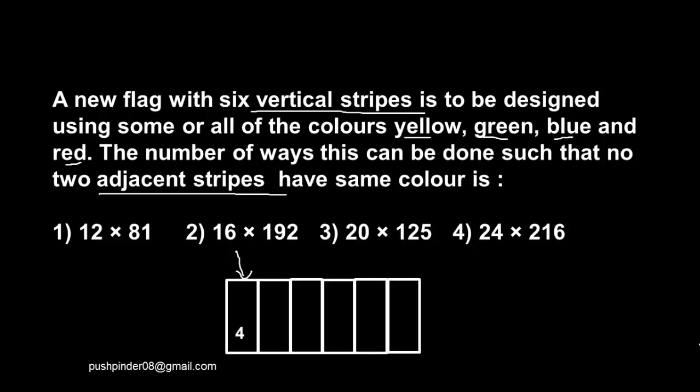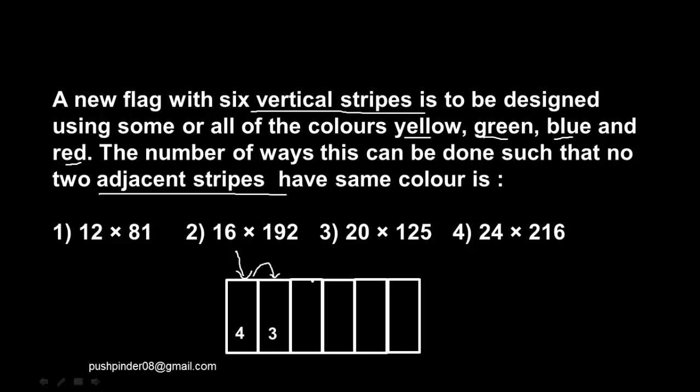Now we have to meet the condition, and the condition is that no two adjacent stripes should have the same color. Now if one color has been given to this stripe, that means this stripe cannot have the color which was given to the previous stripe. So the number of ways in which we can give color to this stripe is 3 ways. Now let's look at the next stripe as well.